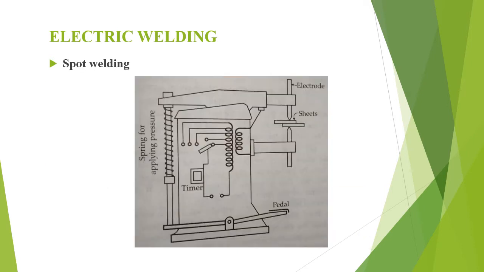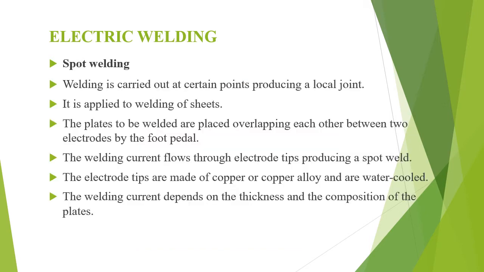Spot welding. In spot welding, the welding process is carried out at certain points, producing a local joint. This can be applied to welding of sheets. A spot welding machine is shown in the figure.